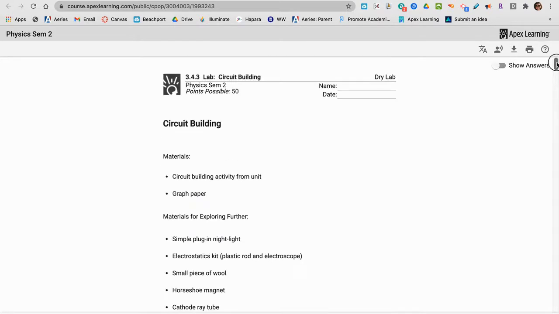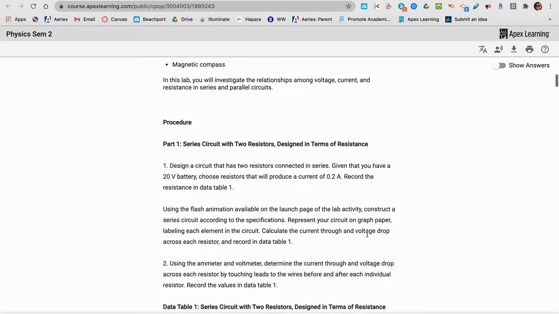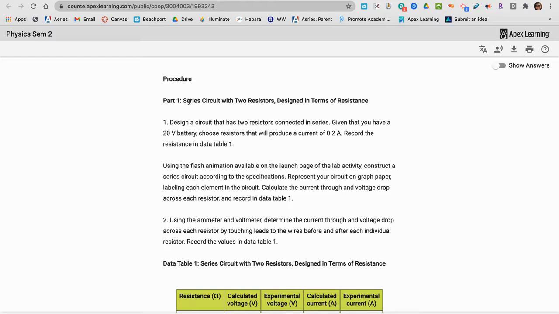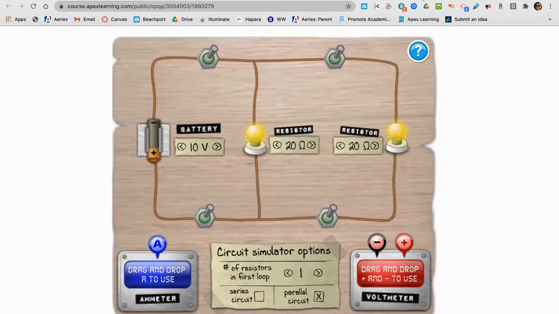So essentially, if we come down and look at the procedure, Part 1 says, design a circuit that has two resistors connected in series. Given that you have a 20-volt battery, choose resistors that will produce a current of 0.2 amps. So you're going to be using the simulator that they provide for you here.